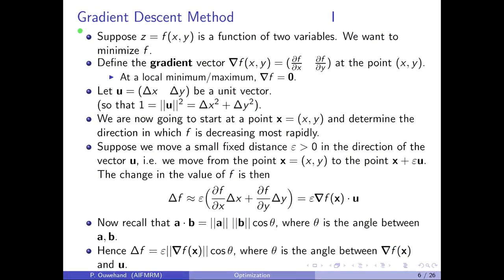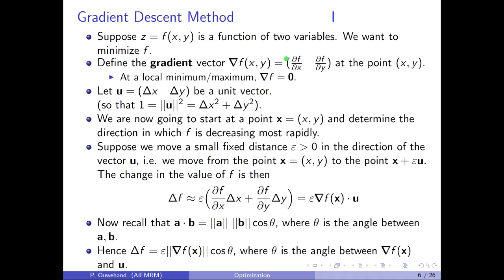Let us now discuss the gradient descent method, which is a very powerful method for optimizing functions of one or more variables. For the purpose of illustration, we will consider here a function of just 2 variables, but it should be easy to see how to generalize this to higher dimensions. Suppose therefore that f of x, y is a function of 2 variables x and y, and that we want to minimize the function f. The idea behind gradient descent method is very simple.